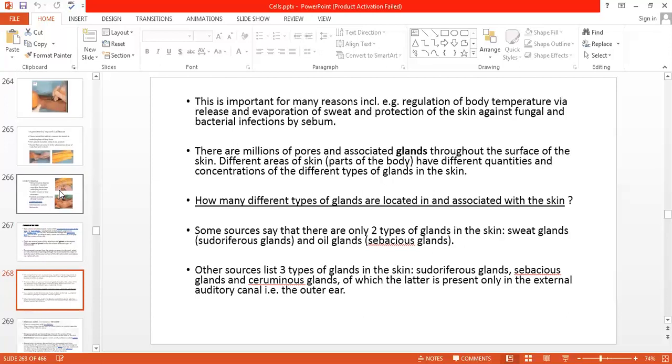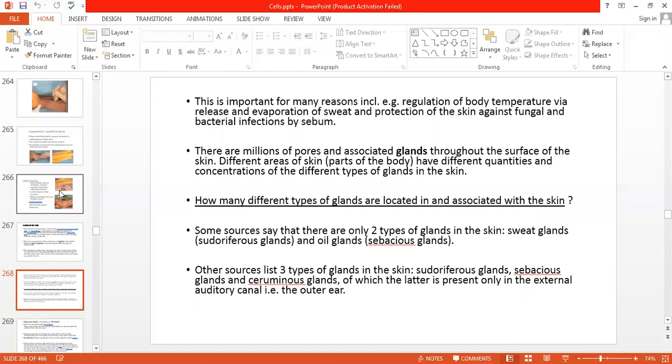This is important for many reasons, including, for example, regulation of the body temperature via release and evaporation of the sweat and protection of the skin against fungal and bacterial infection by the sebum. There are billions of pores and associated glands throughout the surface of the skin. Different areas of the body have different quantities and concentrations of the different types of glands in the skin.